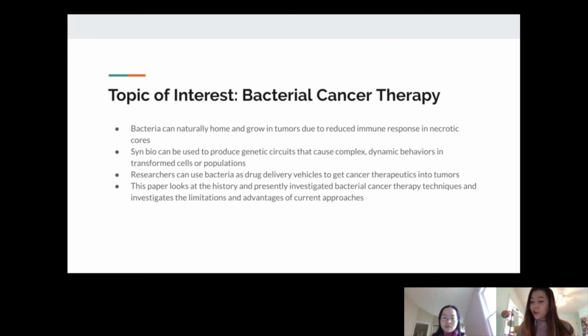Bacteria are naturally present in tumor tissue, and this is because tumors have a reduced immune response in their cores. So some bacteria are able to specifically target tumor tissues for colonization, and this makes them a useful tool for researchers that aim to use these directed bacteria as a way to deliver cancer therapeutics specifically to a tumor site, rather than the widely used systemic delivery form of therapy now. To do this, we can engineer the bacteria with synthetic biology techniques to give them the properties that make them a successful therapeutic delivery device.